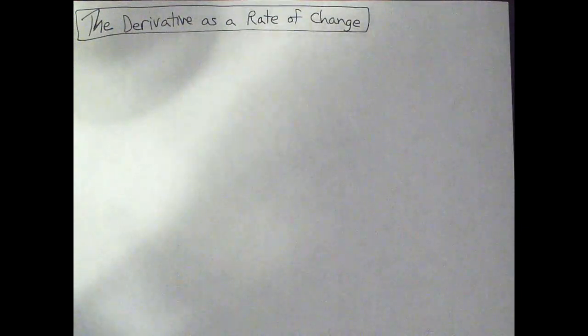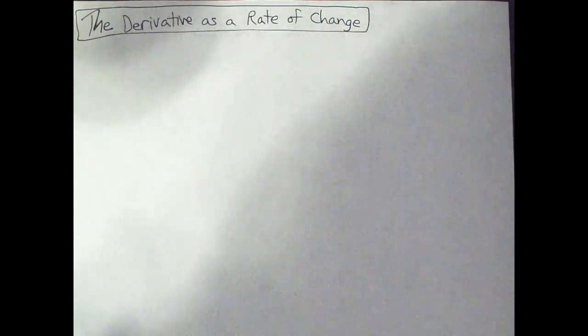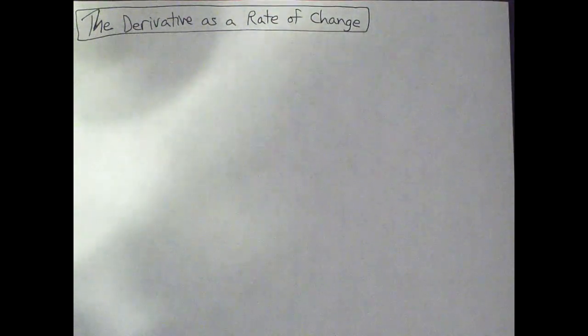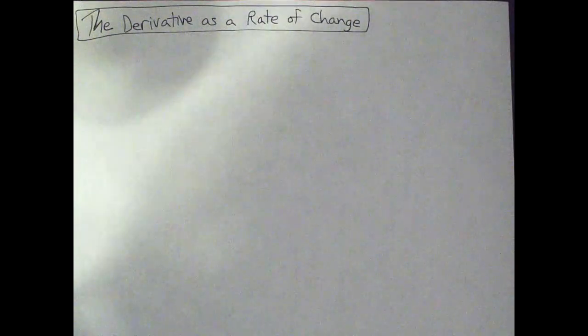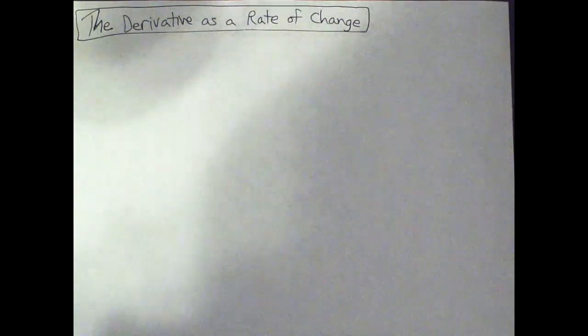Okay, so this section is called the derivative as a rate of change. And you might remember that when we first defined the derivative, I did mention that the derivative measures a rate of change. It's the rate of change of the function f of x. So in this section, we're going to explore that a little bit closer and really see what that means. And we're going to see some word problems where the derivative can help us answer some things.